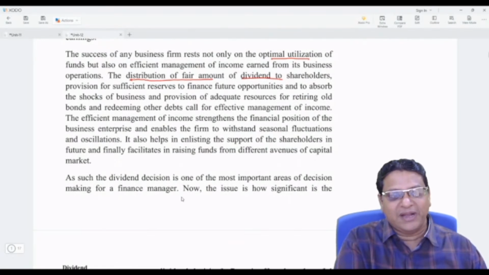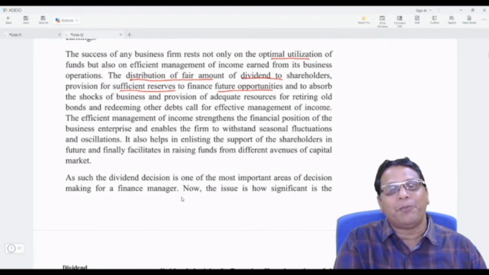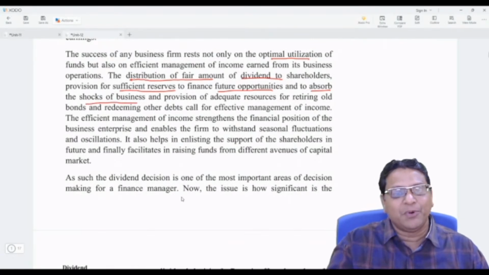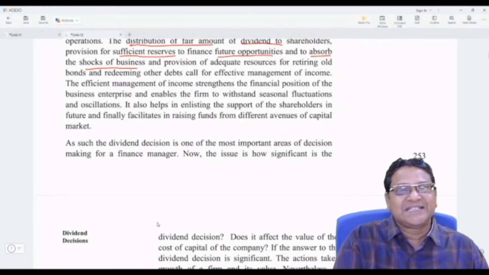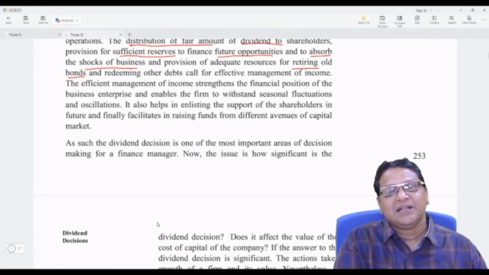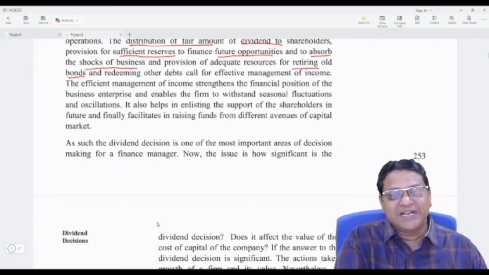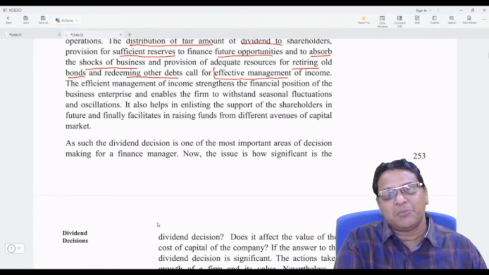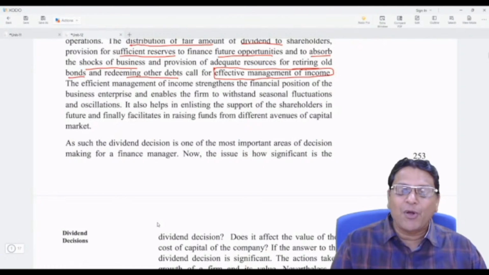Retained earning is required so that sufficient reserve is available for future financing opportunities, sufficient reserve is available to absorb future business shocks, sufficient reserve is available to retire old bonds, and sufficient profit is available for redeeming other debts. That is known as effective management of income. So dividend decision is all about effective management of income of an organization.